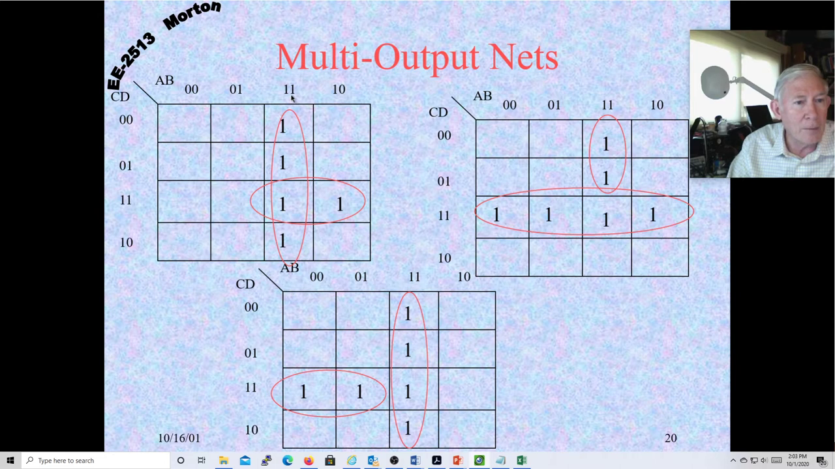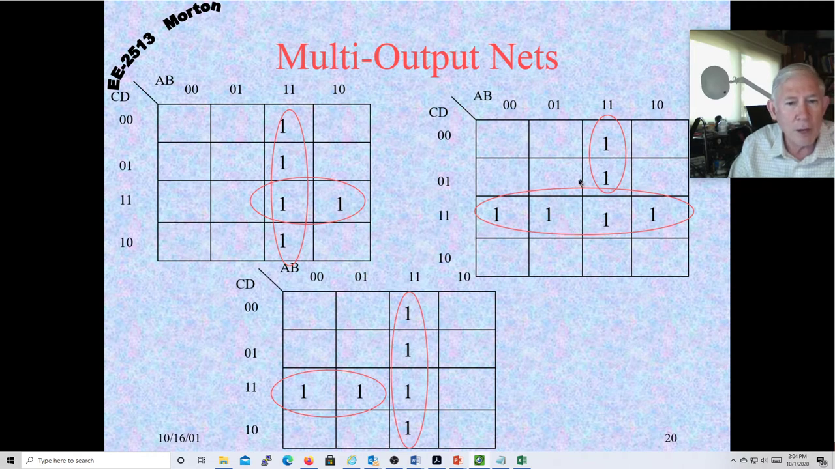One thing you would immediately notice: this would be AB, and this term would be ACD. But here we have AB, and we have A prime CD. And here we have a term that uses both of these two terms. So we could generate AB and use it not only for this output, F1, but also for F3. Then we could generate ACD for this output, and A prime CD for this, and put both of those terms into the output gate and generate this term here instead of having to generate a CD term.